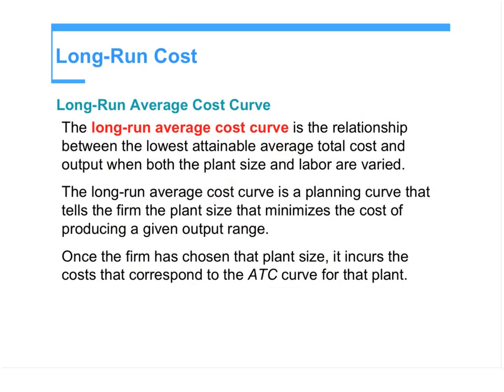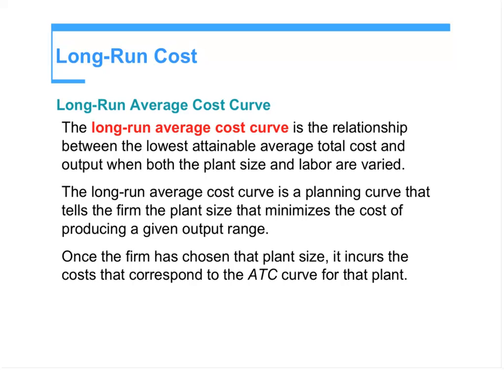The long-run average cost curve is the relationship between the lowest attainable average total cost and the output when both plant size and labor are varied. So you see, now we are introducing a couple more concepts. First of all, we said that not only labor can be changed, even the capital can be changed, like the plant size.